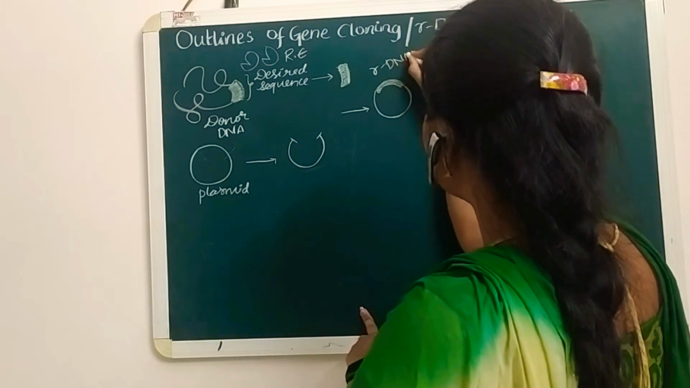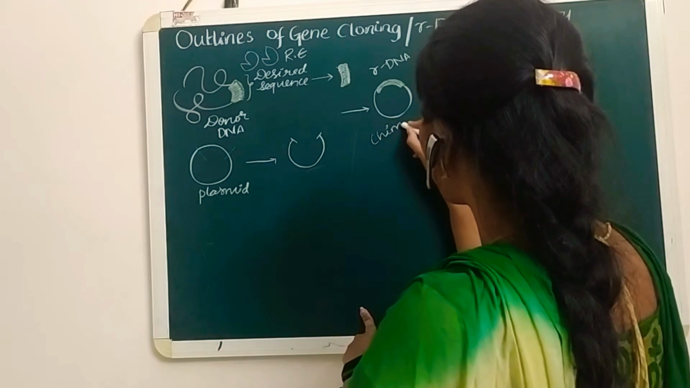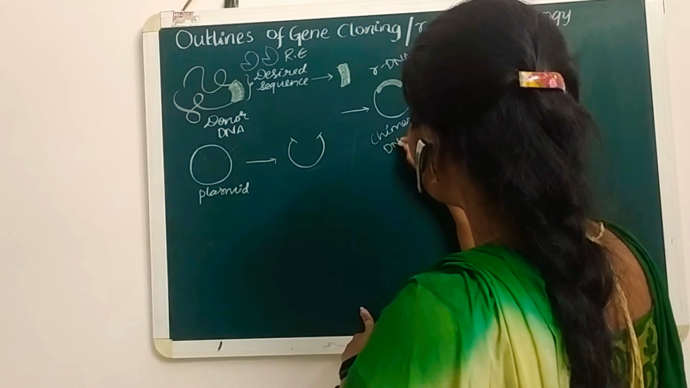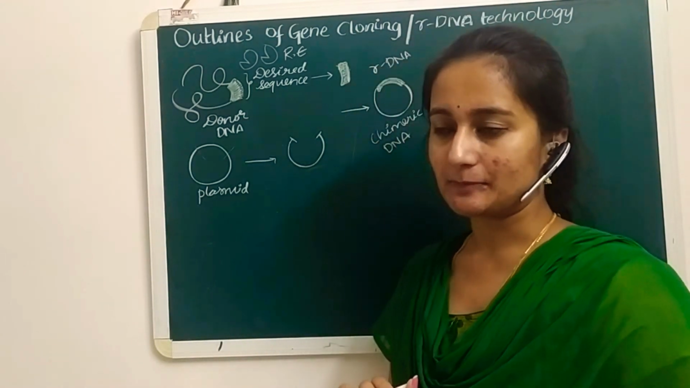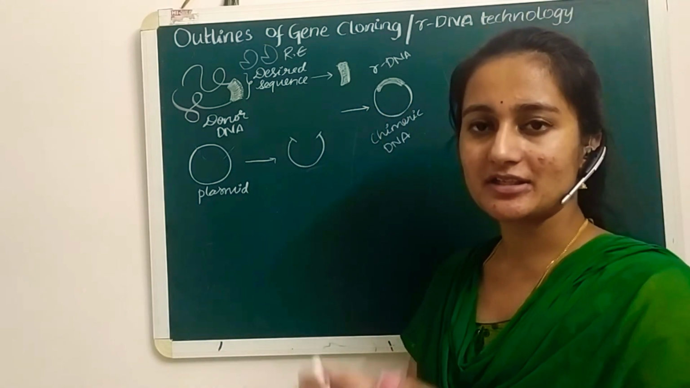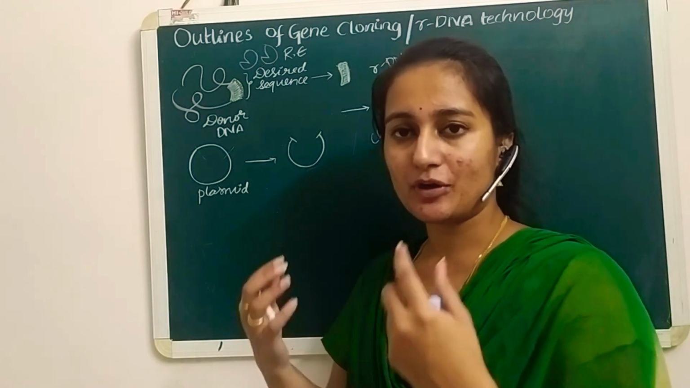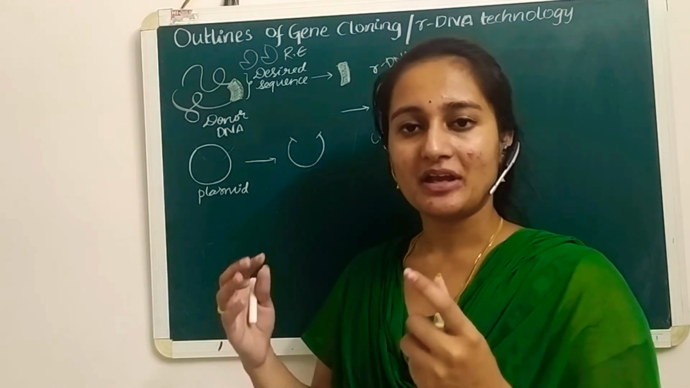We have another name for this, which is also called chimeric DNA. Chimeric is a word which came from mythology. According to mythology, a chimeric is a being with a lion's head, a sheep's or goat's body, and a serpent's tail.